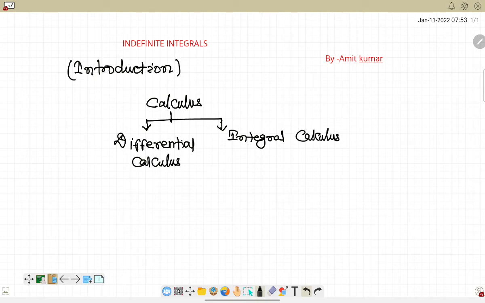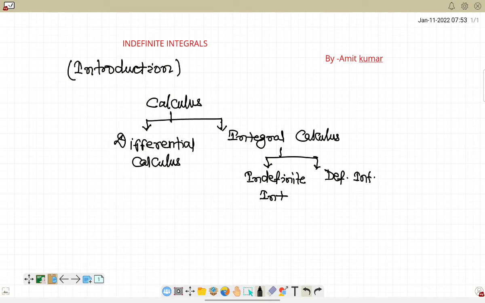In integral calculus, again we will divide this part into different types. First part is called indefinite integral and second part is called definite integral. So one by one we will discuss all these parts. One by one we will see how we find the value of any integral, then how we can apply the lower limit and upper limit, then it becomes a definite integral. So we start from here.